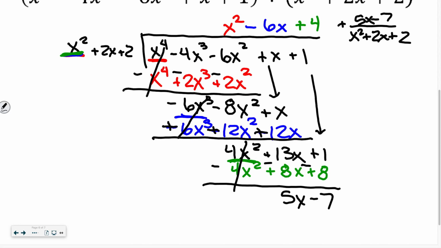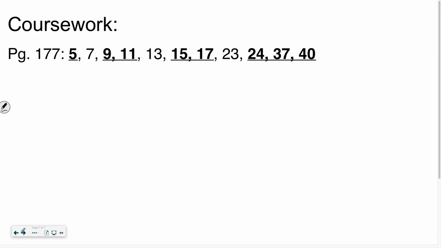Follow the directions on your goal sheet for your homework tonight. Practice both methods, synthetic and long division.